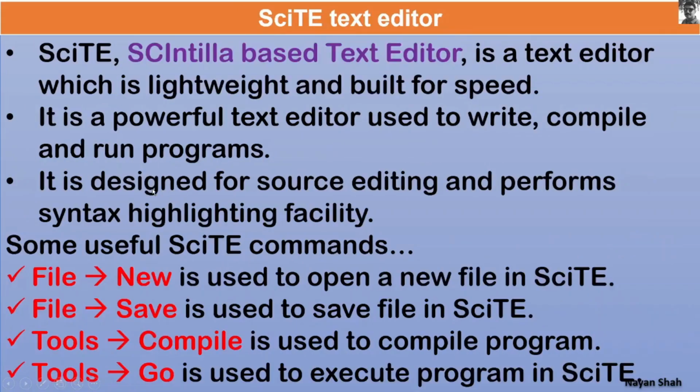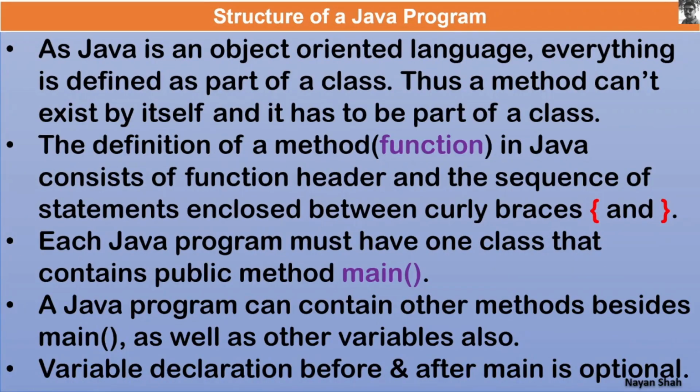So that is how it is followed by open and closing curly bracket. Each Java program must have one class. We are repeating this once again because this is very important to understand. Each Java program must have one class that contains public method main.